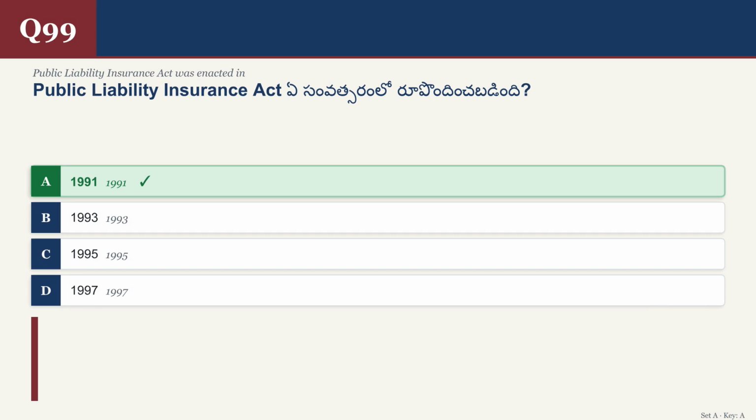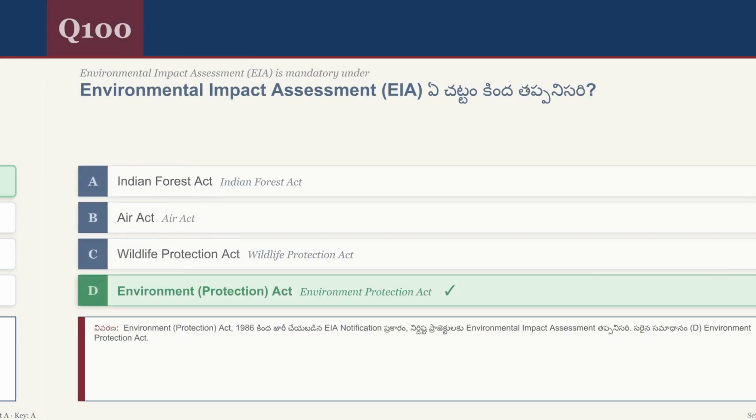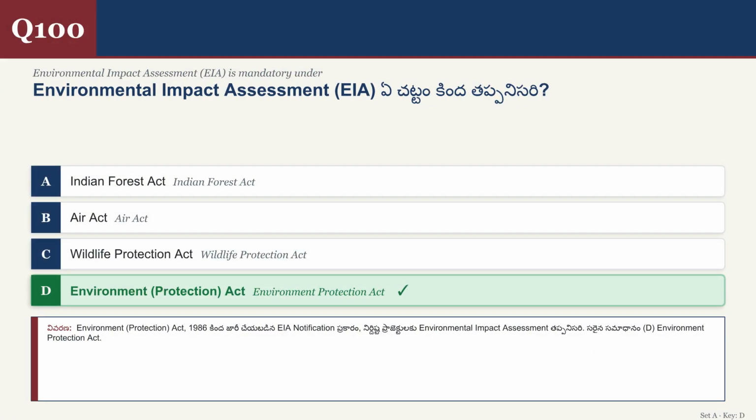The Public Liability Insurance Act was enacted in 1991. Its objective is to provide immediate relief to victims of accidents caused by handling hazardous substances. The correct answer is A, 1991. Environmental Impact Assessment, or EIA, is mandatory under the EIA notification issued under the Environment Protection Act 1986 for specific projects. The correct answer is D, Environment Protection Act.